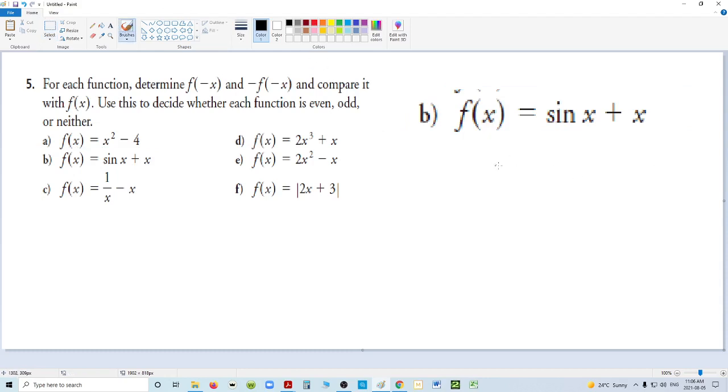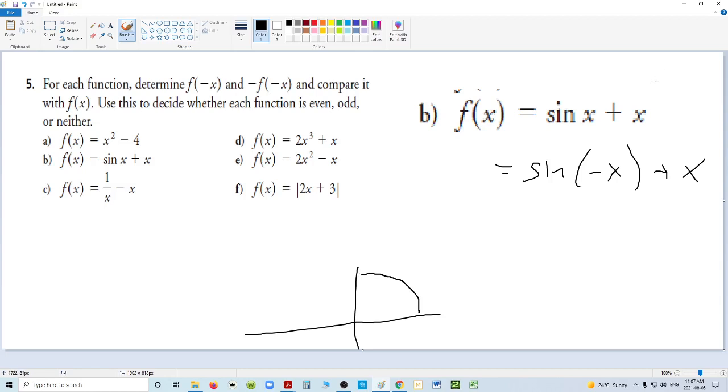You'll need to have a better knowledge of your sine curve and minus x. And you might say, well, I don't know what the sine of minus x is. Well, for this you'll have to use an example. Sine of 90 is 1. So sine of 90 is 1. But sine of minus 90, which is over here, is minus 1.